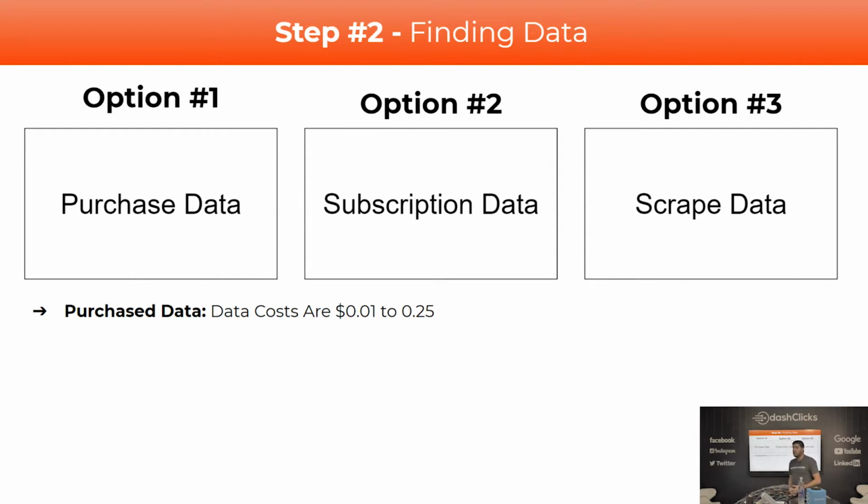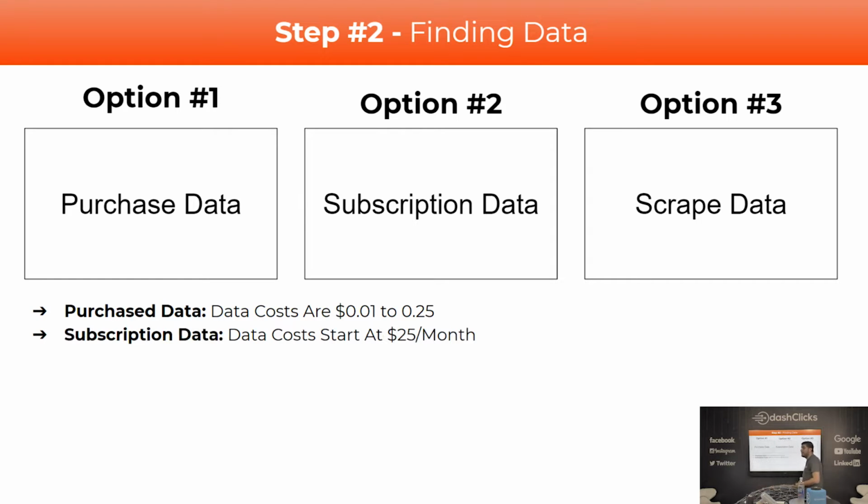Purchase data, usually if you're getting good qualified data, costs between 1 cent to 25 cents per record, right? So to download Bobby the Plumber and all his information can cost you all the way on the low end from 1 cent to 25 cents.